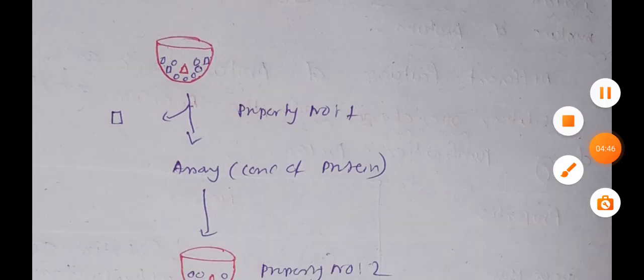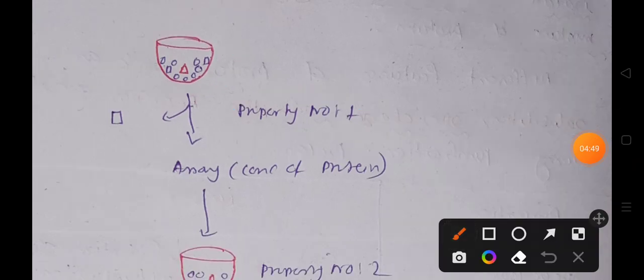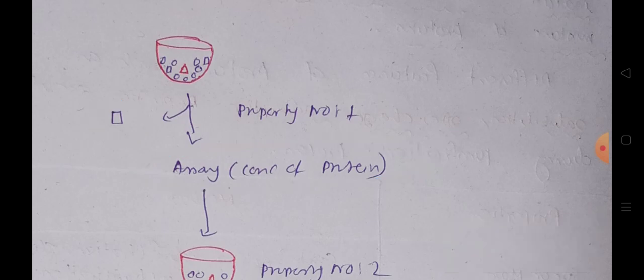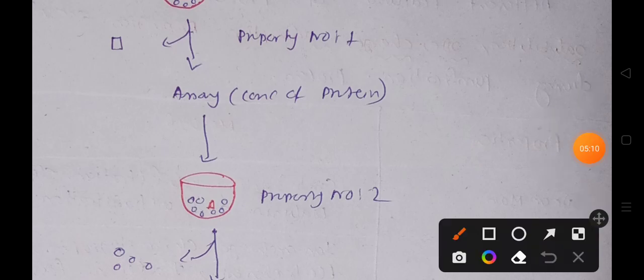As you can see, this property number 1 is separating the square-shaped protein. Now we have to perform an assay technique to ensure that, yes, our protein of interest is present in that particular jar where we have the protein mixture.